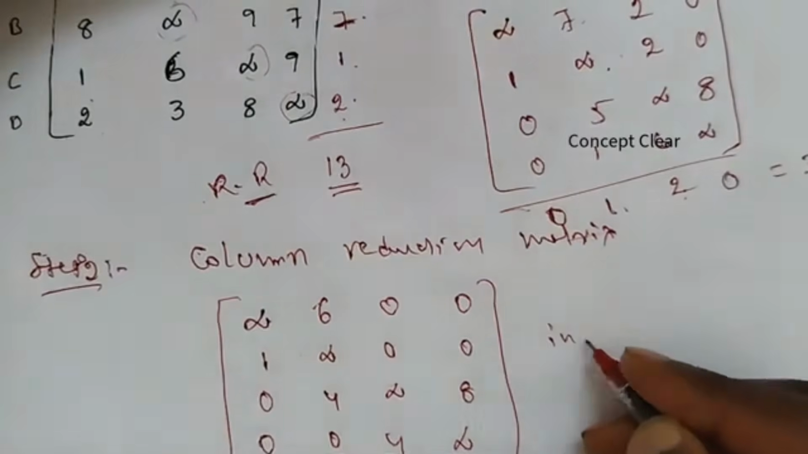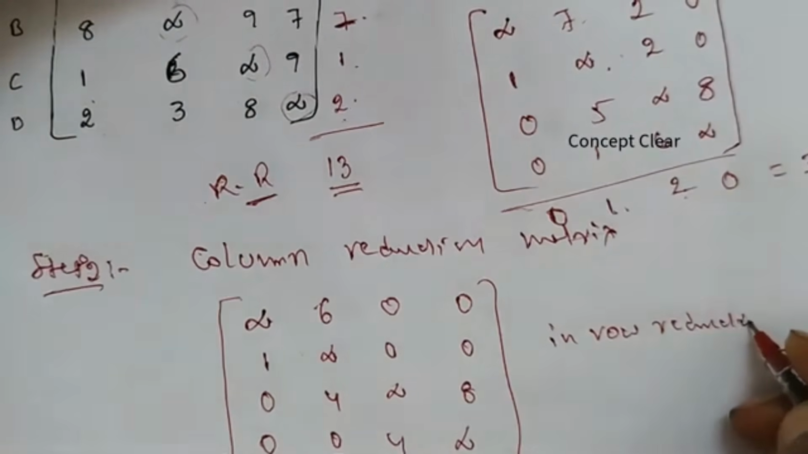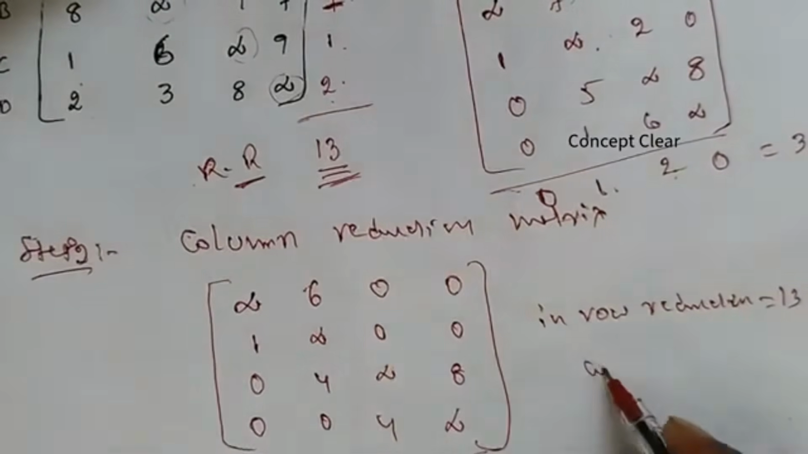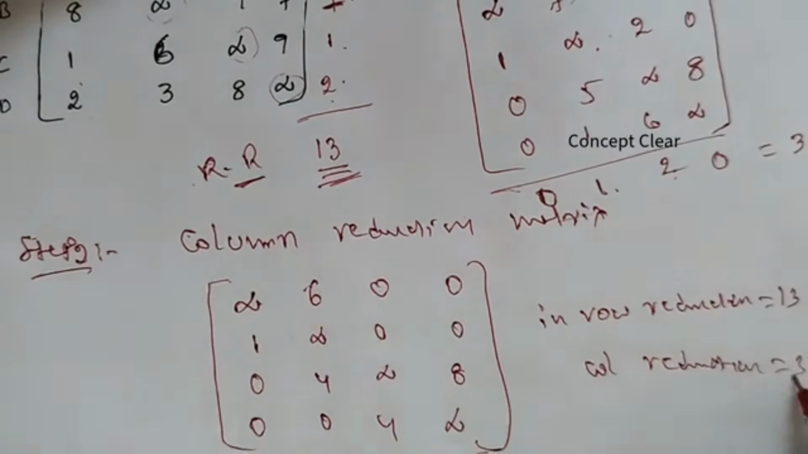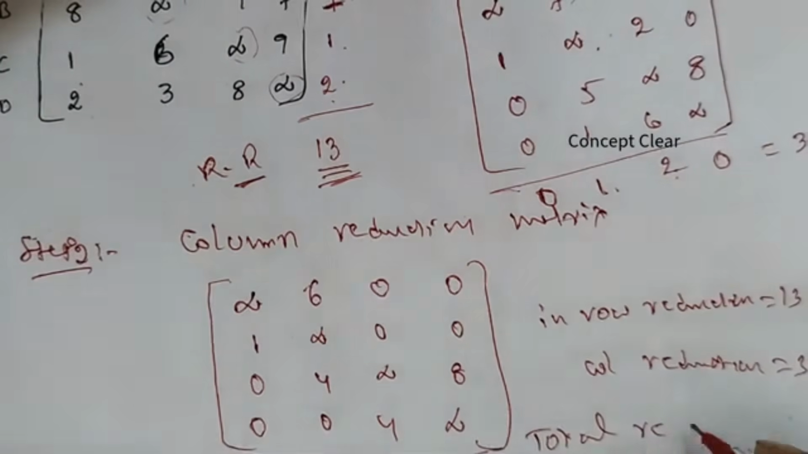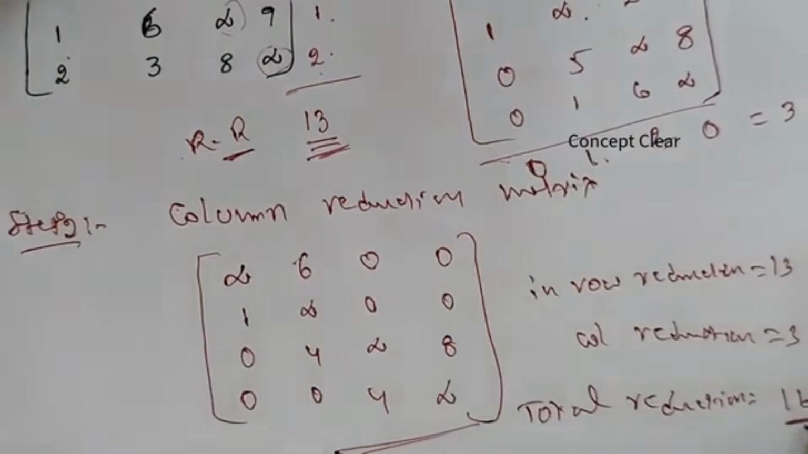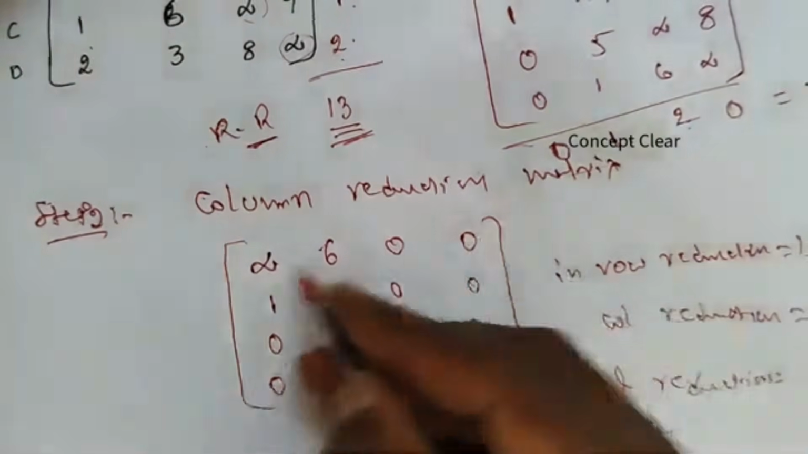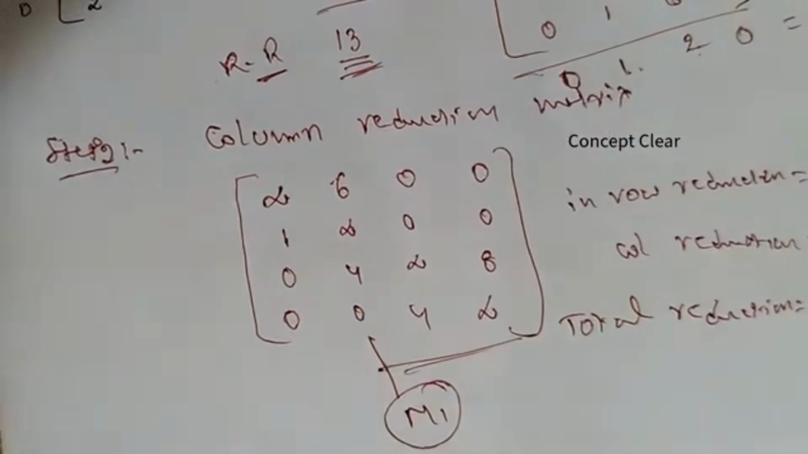So row reduction equals 13, and column reduction equals 3. So what is the total reduction we have? Total reduction is 16. Let's consider this matrix as M1.